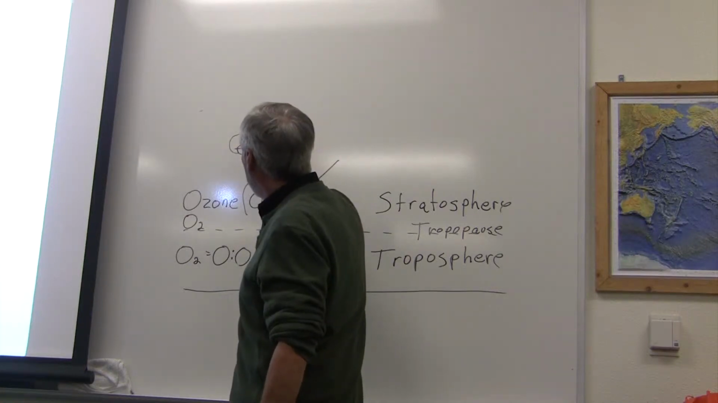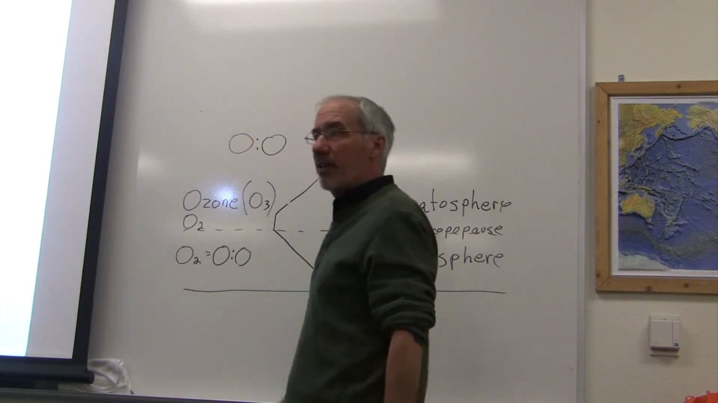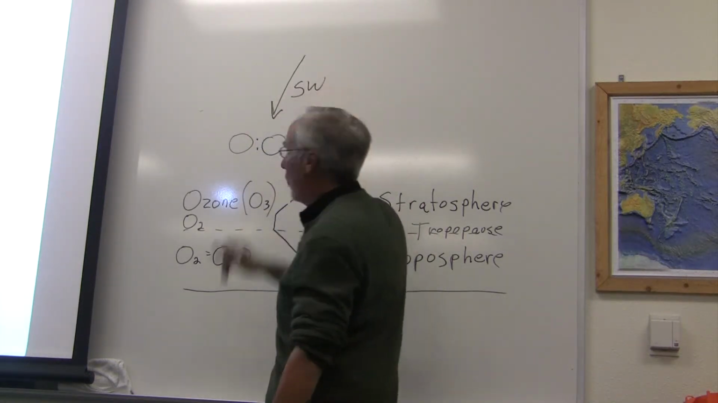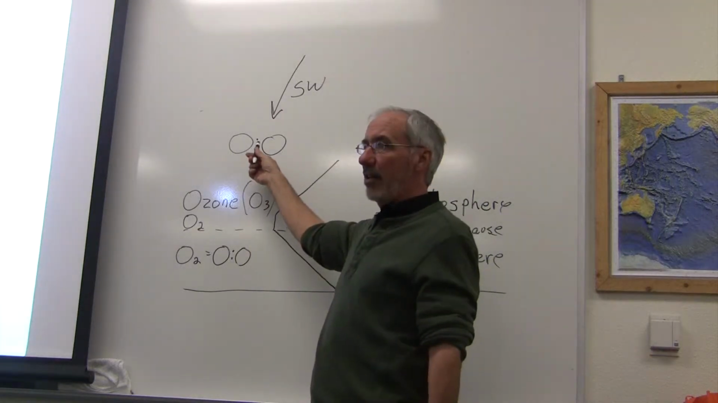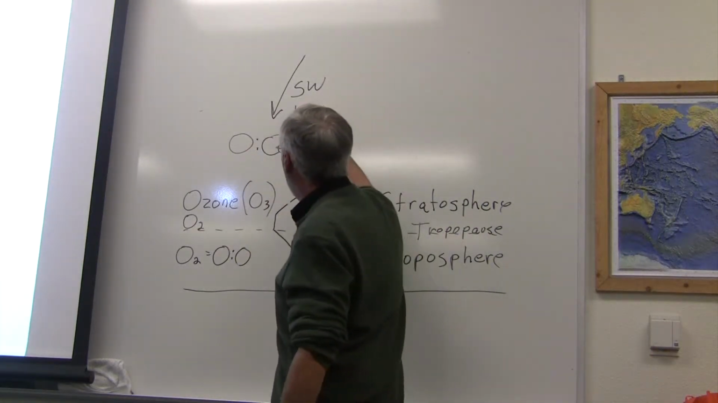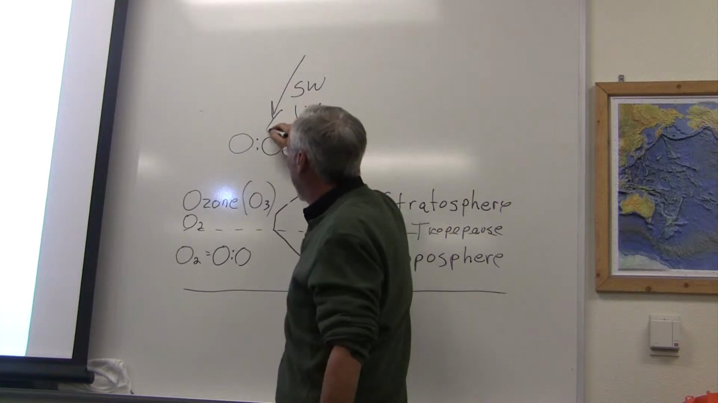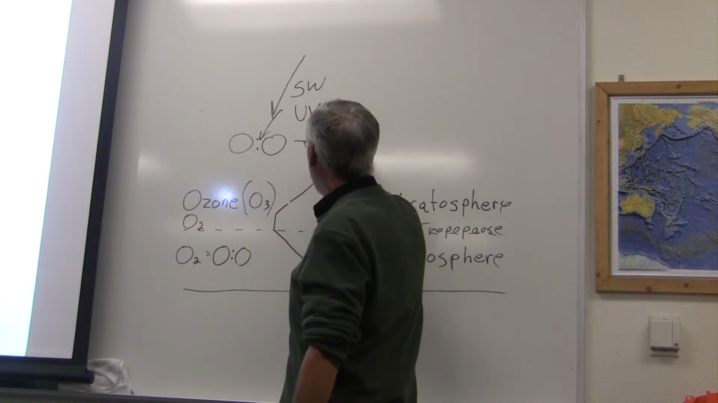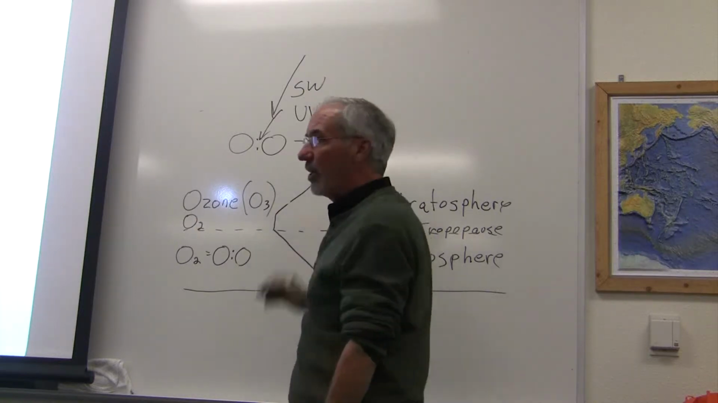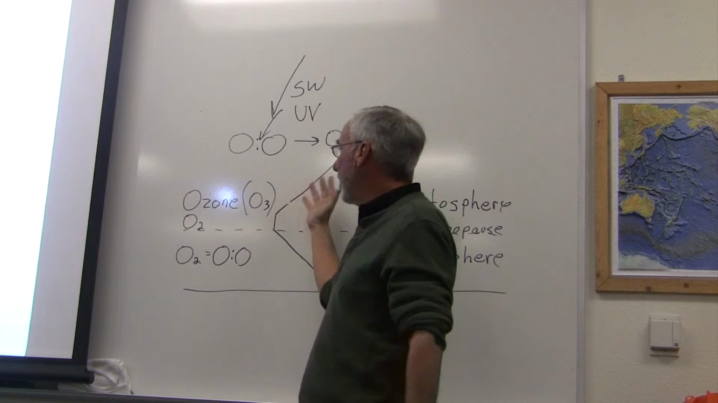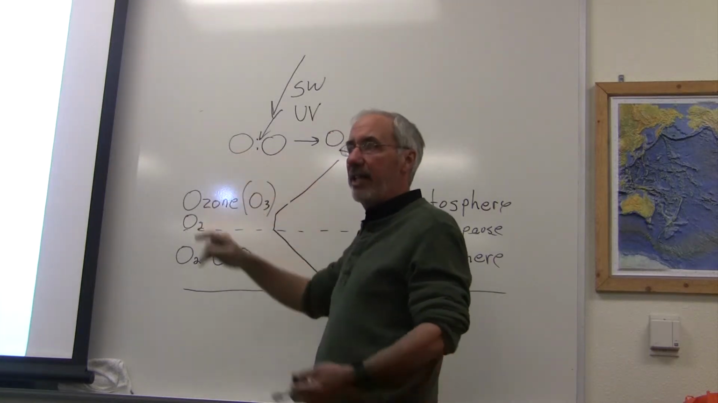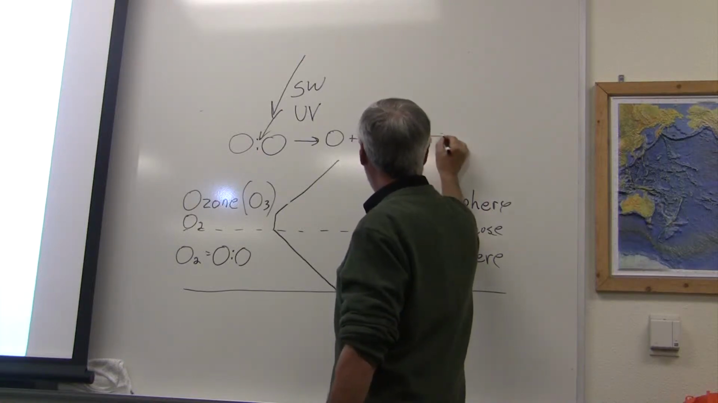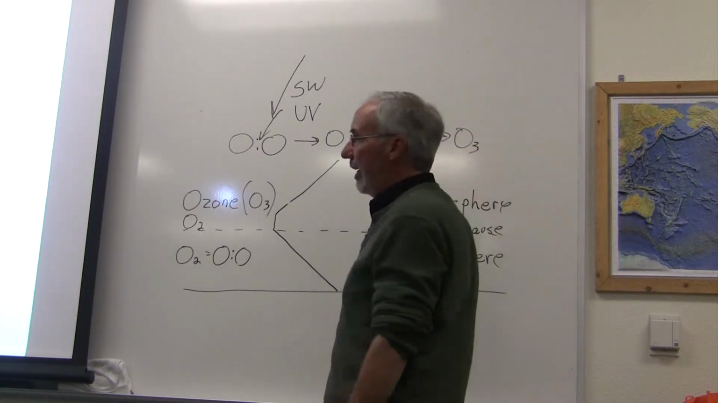Some of our O2 does get up into the stratosphere. But as this incoming shortwave solar radiation comes in, there's one part of that shortwave solar radiation called ultraviolet light that can split that bond. So O2 up there can go to O plus O, single oxygens. So now we've got some single oxygens kicking around here in the stratosphere. What can happen then? They can combine with some of the O2 to produce ozone, O3.